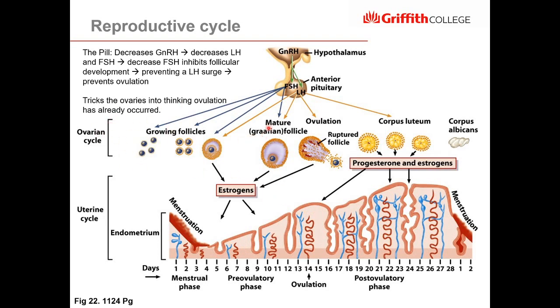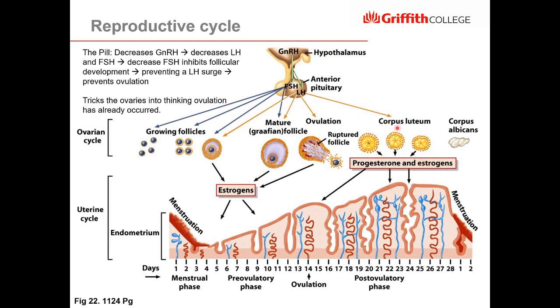And at that same time, we're seeing the further maturation of this graafian follicle. And then during ovulation, which is approximately day 14, we see the rupturing of this follicle and the release of this oocyte here. That will then move down the fallopian tubes, and this remaining sort of carcass, I guess you would say, is then turned into our corpus luteum, which is producing the progesterone predominantly and a little bit of estrogen there.